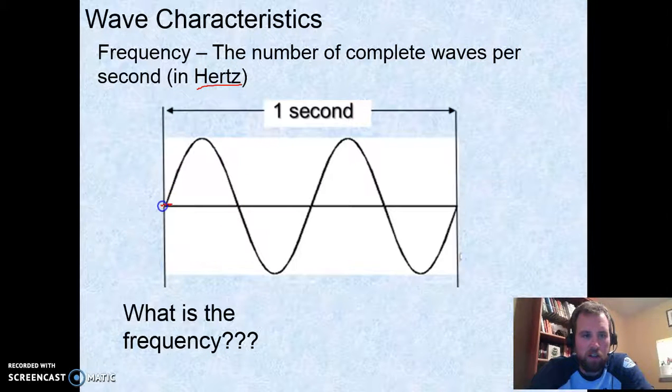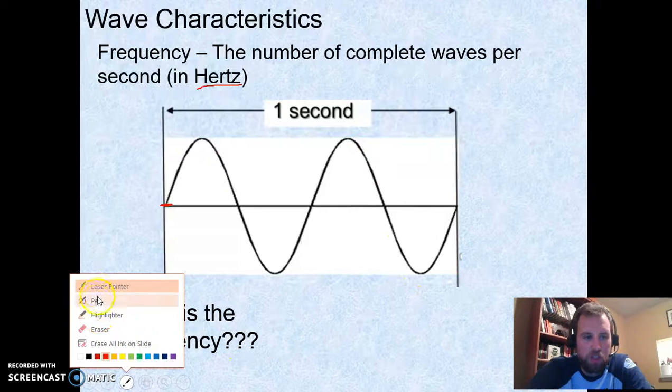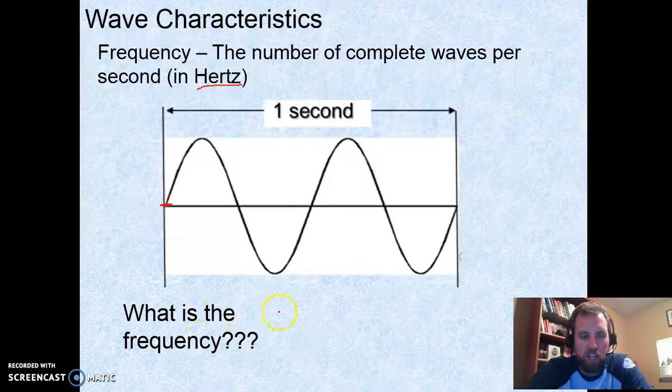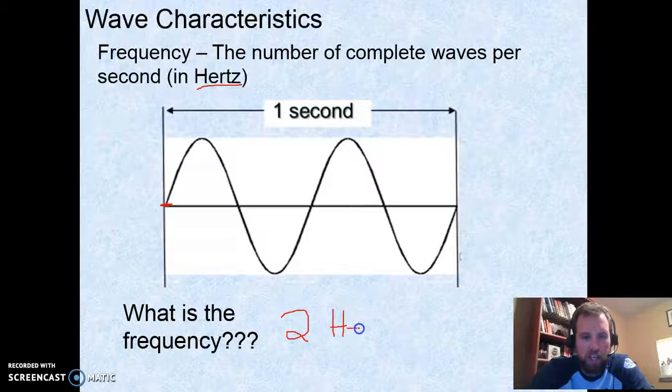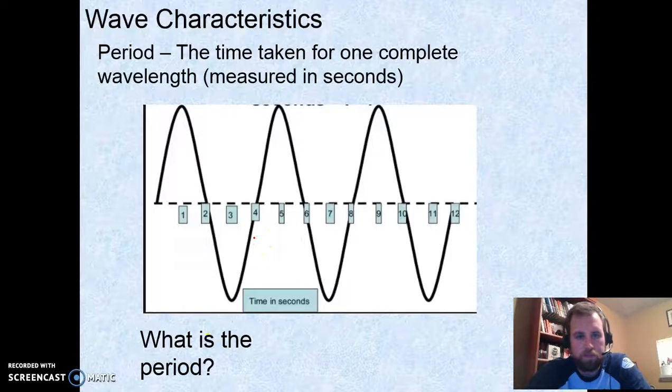If I start right here, one complete wave, you go with me. We're going to go up, and then down, and then back up. There's one complete wave, because we have gotten back to the original starting point. Here to here is one wave. Then we go up, down, and up again, which gives us 2 full waves. So the answer here, number of complete waves per second, would be 2. And we could use the label Hz, which stands for Hertz.